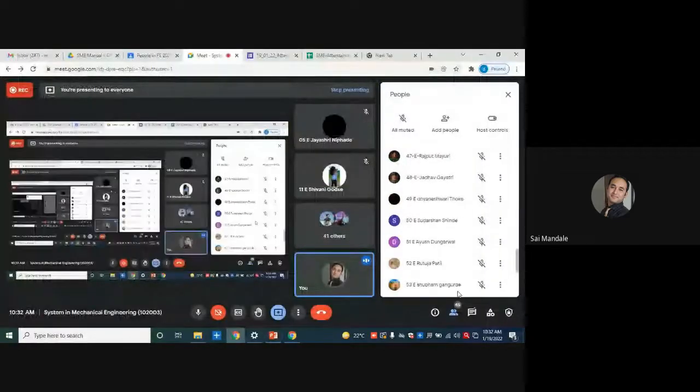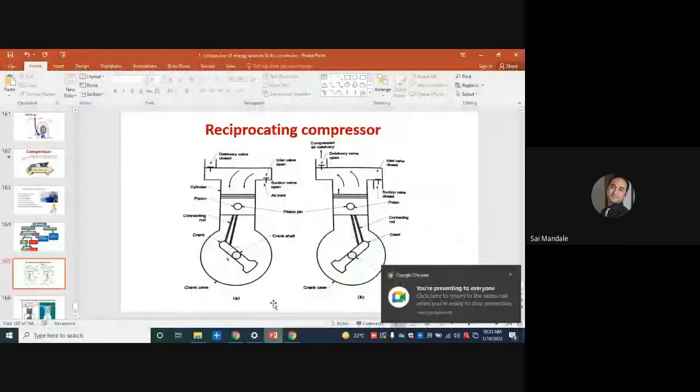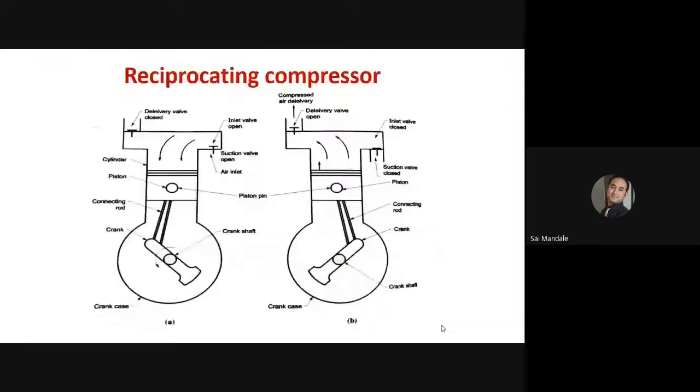So my question to each one of you is: does any one of you know the working of an IC engine?